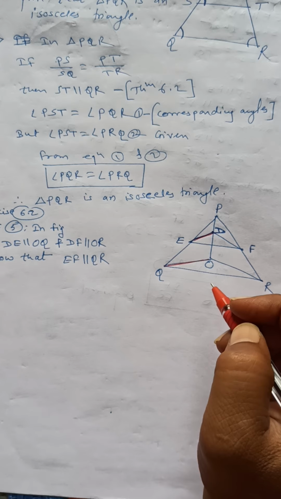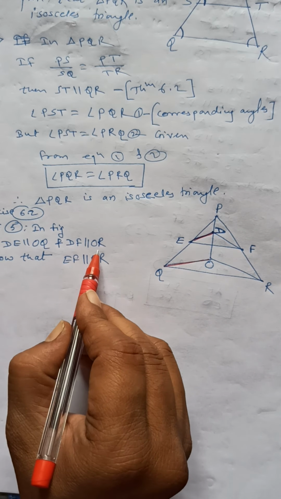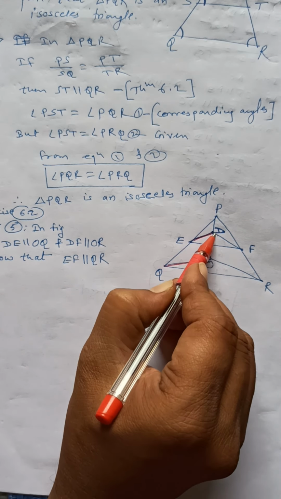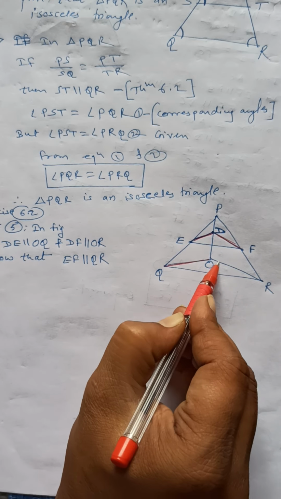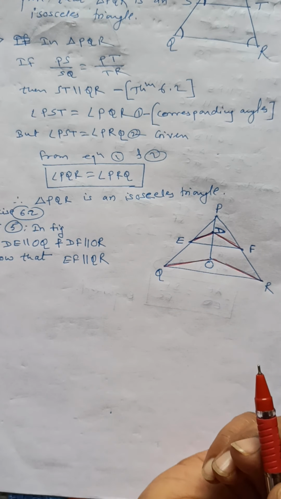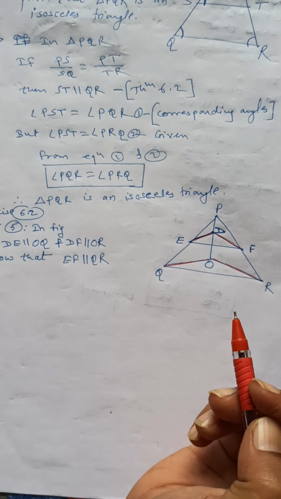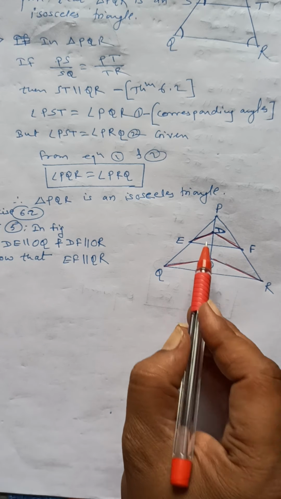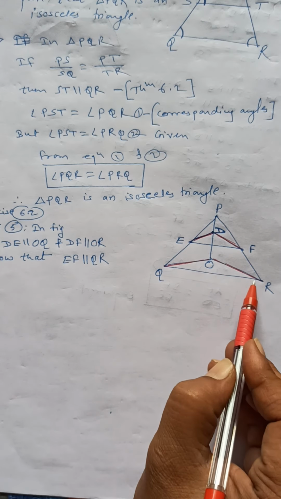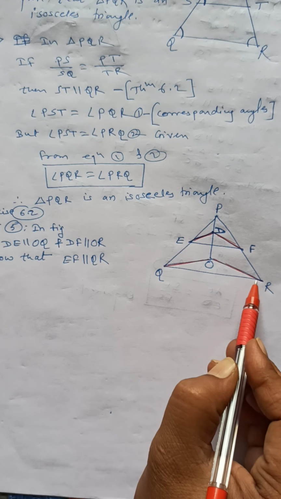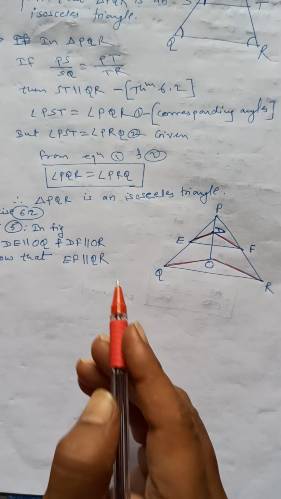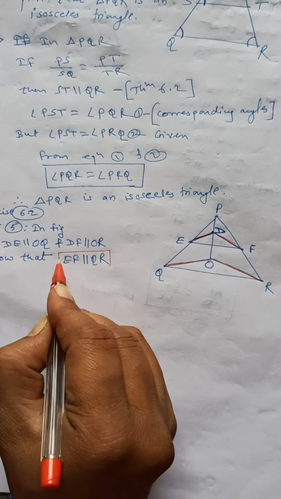And one more thing is given: DF is parallel to OR. These lines are given parallel. Now we have to prove that EF is parallel to QR. EF is parallel with QR. So this we have to show.